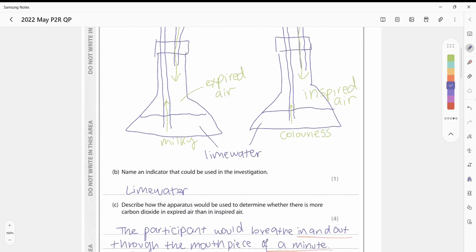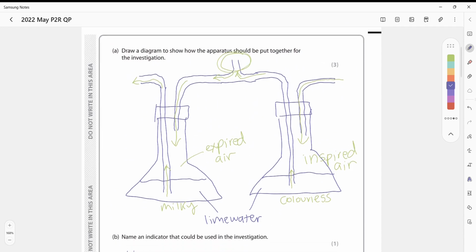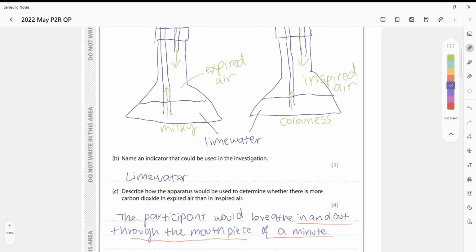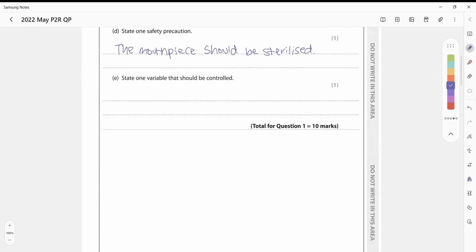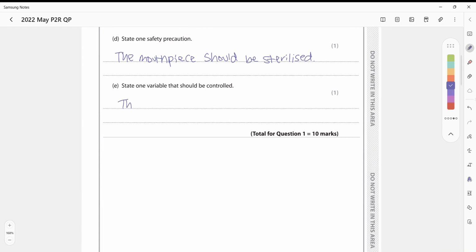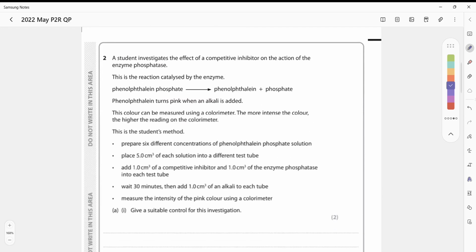All right, state one variable that should be controlled. So if we go back to this experimental setup, one thing that can be controlled is the volume of lime water that you've added to the conical flask. So the volume of the lime water in the conical flask.